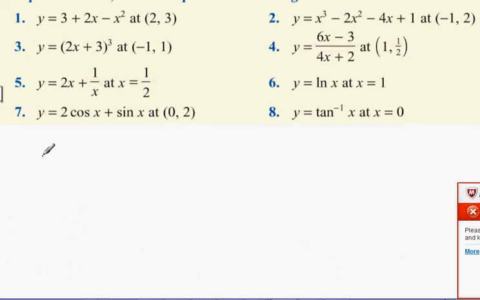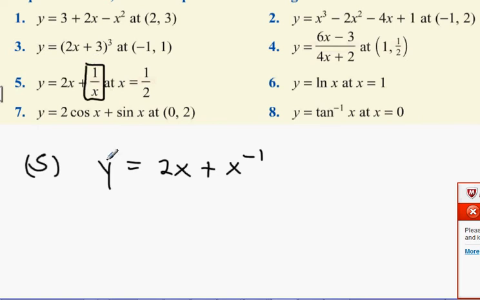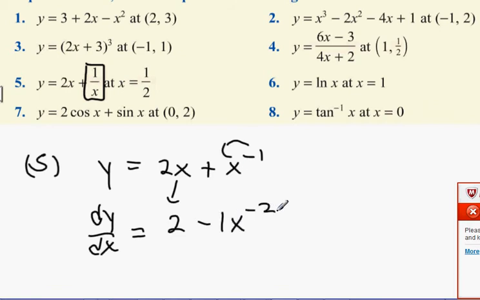Now number 5, what we're going to change number 5 into is 2x plus x to the minus 1. Is everybody happy with the x to the minus 1? Yeah. Just converting this to a power rule. I haven't differentiated yet. Now I'm going to differentiate, and I'm going to get 2, because the x disappears. Bring the minus 1 to the front. Minus 1, x to the minus 2.